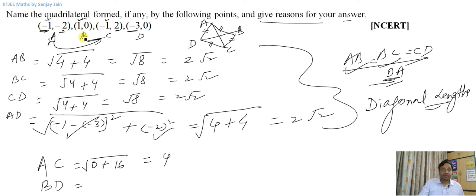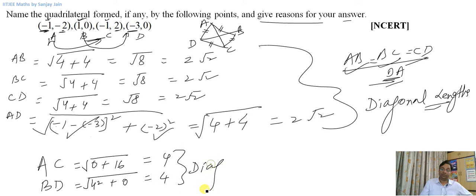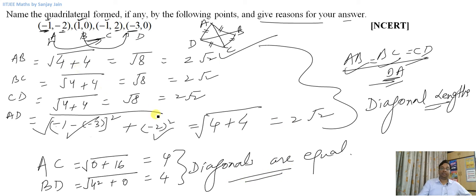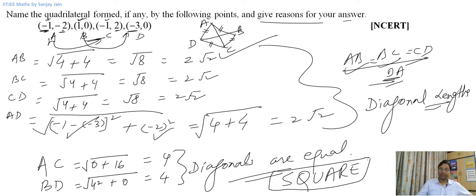BD: 1 minus minus 3 that is 4, 4 squared, plus 0 minus 0, that is 0. So 0 squared is again 0. So BD is also 4. As you can see that diagonals are also equal. Diagonals are equal. Sides, I've already shown that these are equal. So this quadrilateral in question is a square, right? So this was another question on the distance formula.